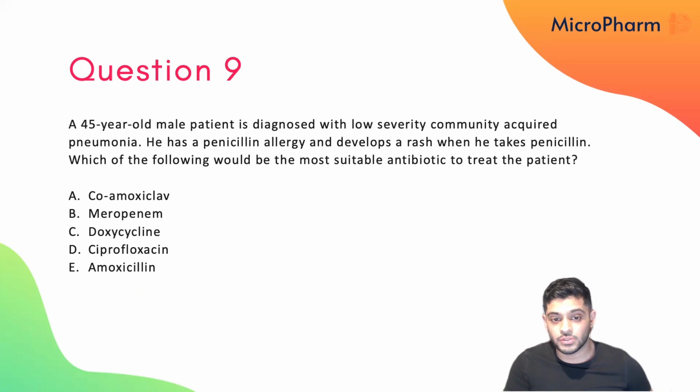Question number 9: a 45-year-old male patient is diagnosed with low severity community-acquired pneumonia, has a penicillin allergy, and develops a rash when they take penicillin. Which would be the most suitable antibiotic to treat this patient with? So with regards to the question in the chat, do we need to learn the treatment options or severities? It's very important to have an understanding of why one treatment is chosen over others.